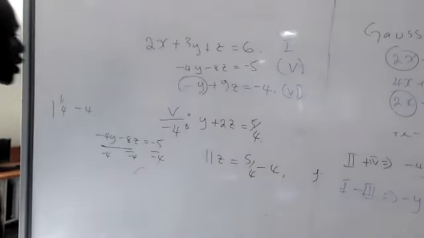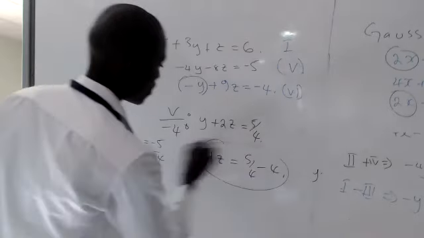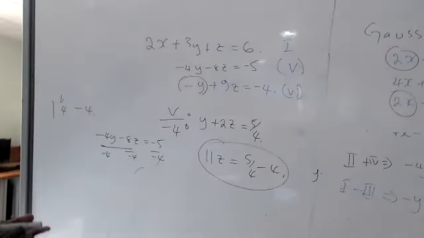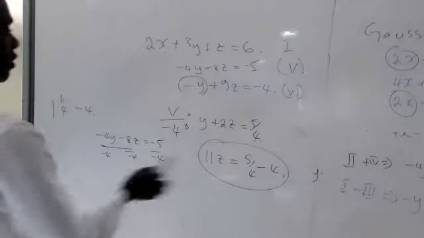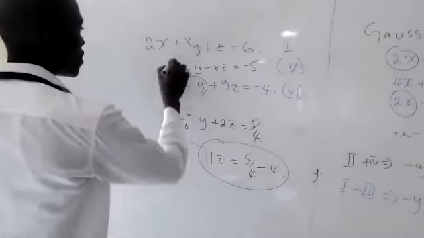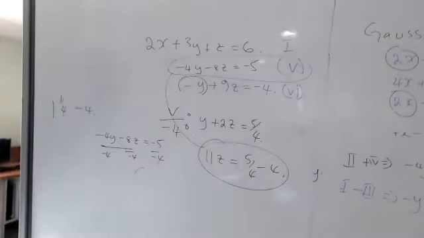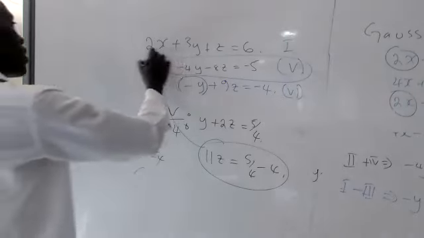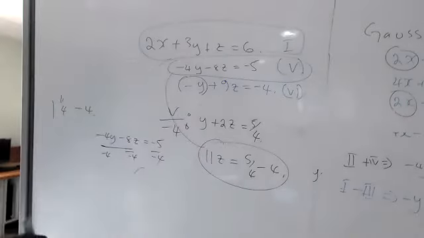This is just addition. So now you have a system where the third equation has only one unknown, z, which you can solve by dividing through by 11. Then you can put that in this second equation, solve for y, and then put it back in this first equation and solve for x.